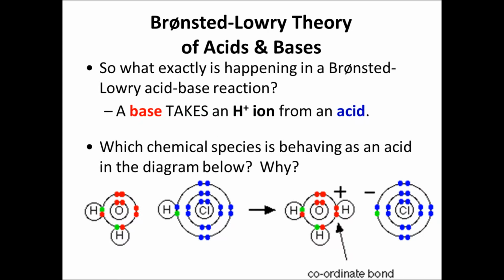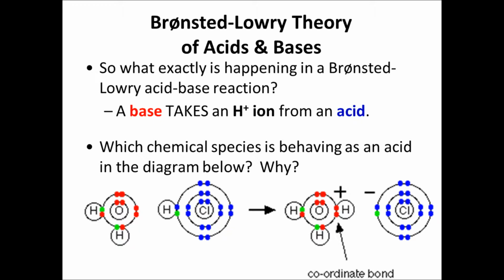So what exactly is happening in a Bronsted-Lowry acid-base reaction? Well, to put it simply, a base takes a hydrogen ion from an acid. That's what's happening. The base is taking the hydrogen ion from the acid. So if we look at this example below, we have water and HCl, and we're producing H3O+ and Cl minus, 2 ions. The question says, which chemical species is behaving as an acid in the diagram below, and why? Well, again, if we look at our simplified definition, a base takes a hydrogen ion from an acid.